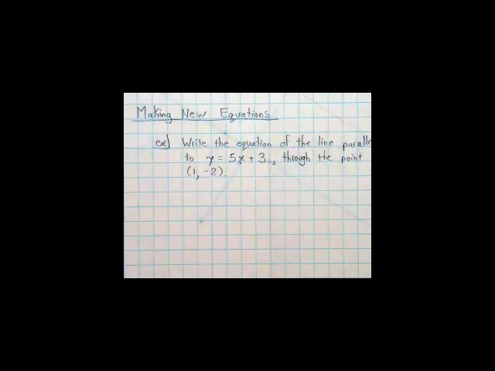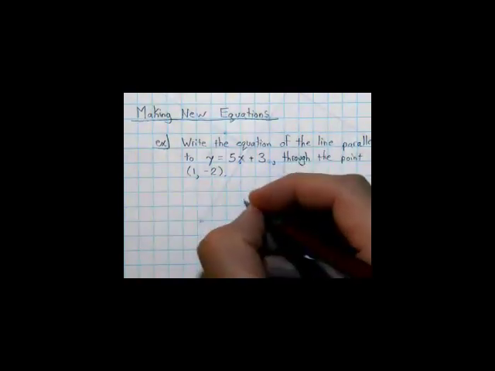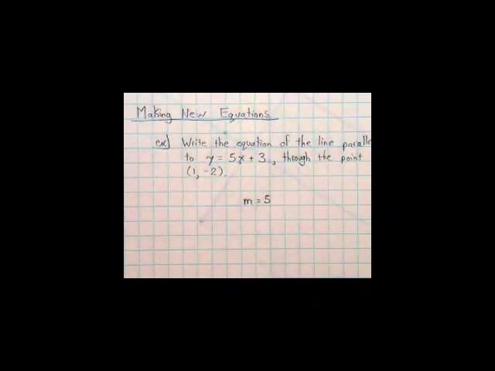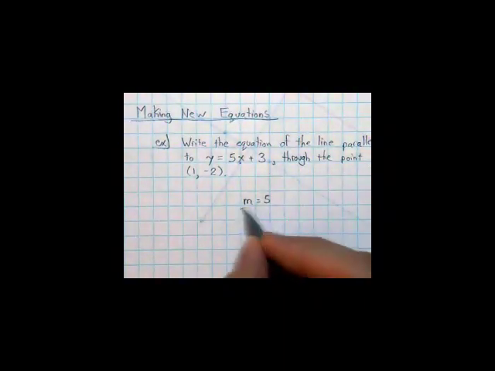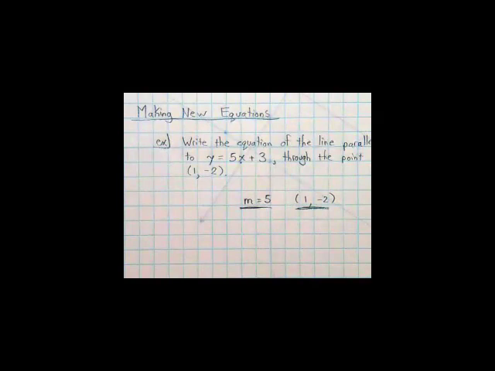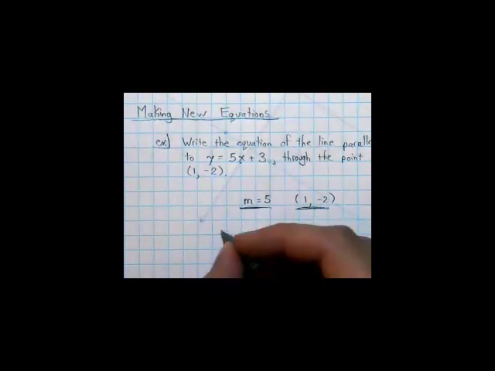What's the slope of my line need to be if it's going to be parallel to the one that I wrote right there? Yeah, 5. Thank you. All right, so my new slope, I know m has to be 5. Okay, so I have a slope that I need, 5, and I have a point that it has to go through, 1, negative 2. So I need to somehow make an equation for that.